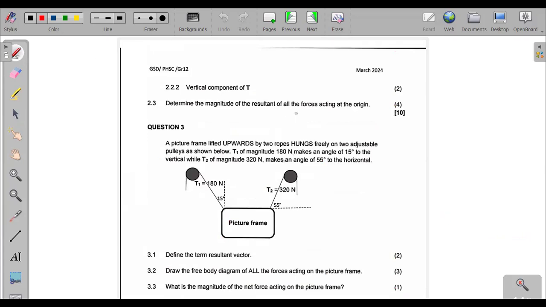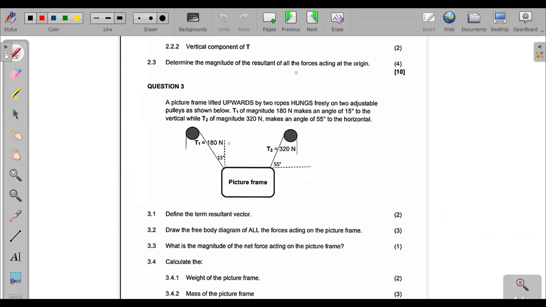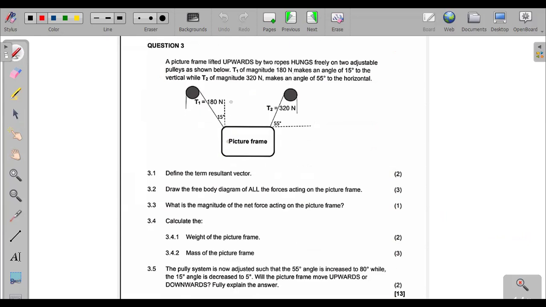Right, let's go to question number 3. A picture frame lifted upwards by two ropes hangs freely on two adjustable pulleys as shown below. T1 of magnitude 180 Newton makes an angle of 15 degrees to the vertical, while T2 of magnitude 320 Newton makes an angle of 55 degrees to the horizontal. Define the term resultant vector. A resultant vector is a single vector having the same effect as all other vectors acting together. That's 3.1.